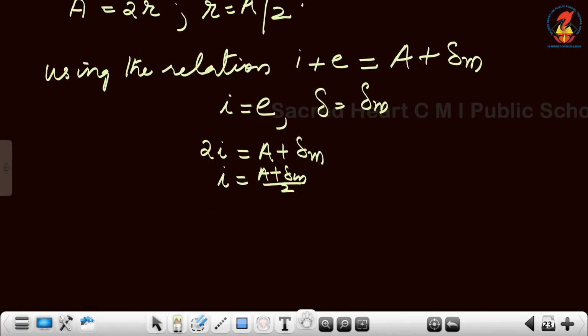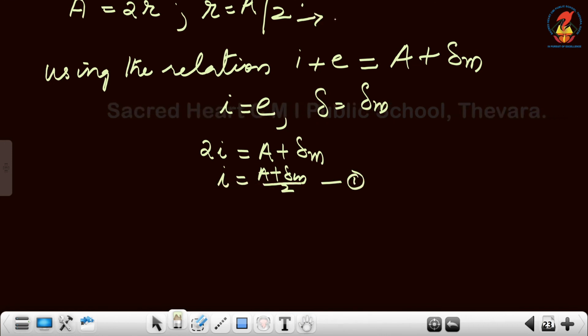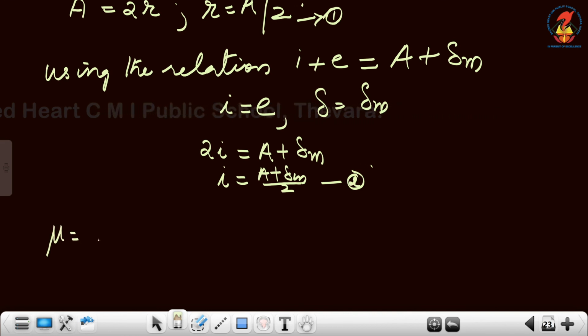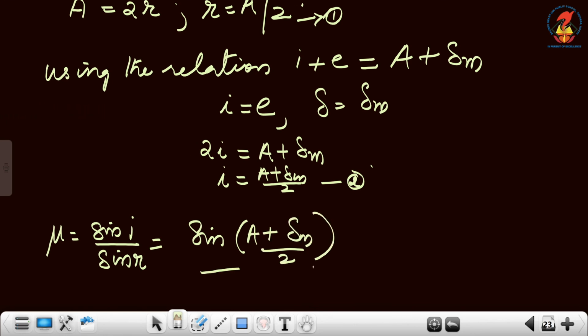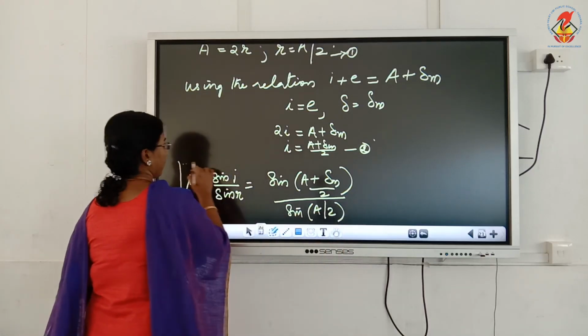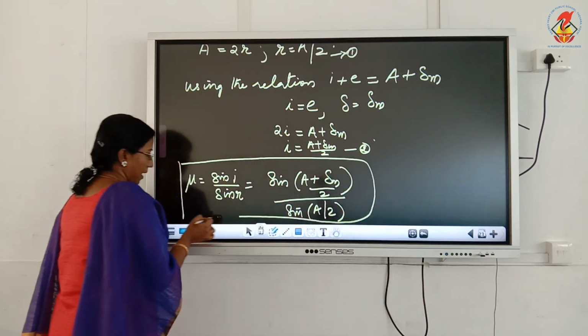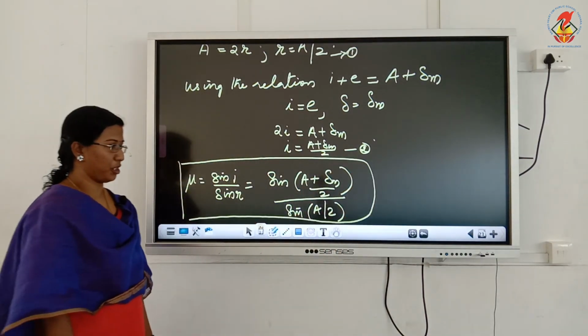Now, substituting the value of I and R in Snell's law, that is mu is equal to sin I by sin R, can be written as sin of (A plus delta M) divided by 2, the whole divided by sin of A by 2. Now, this is the equation which relates refractive index with angle of prism and angle of minimum deviation. Thank you.